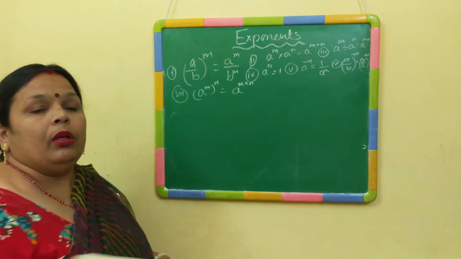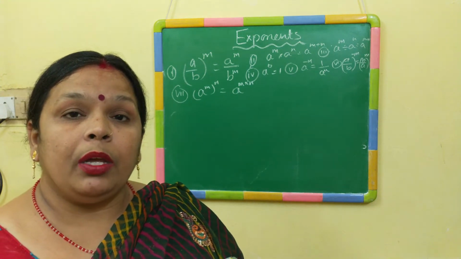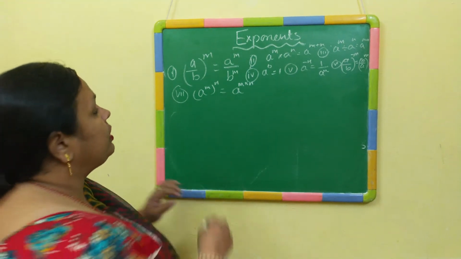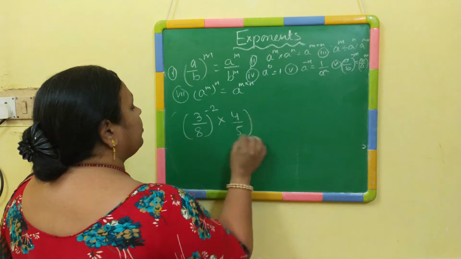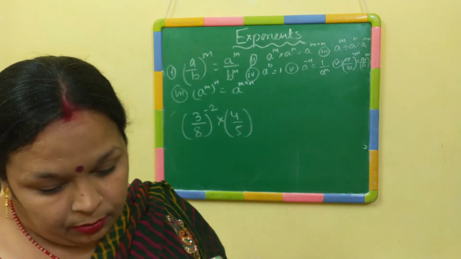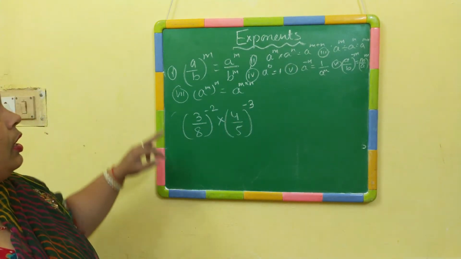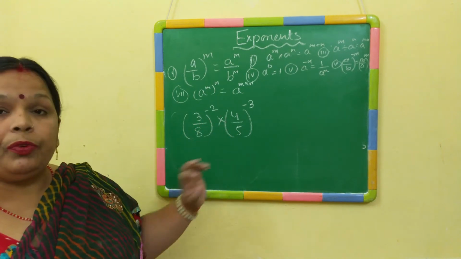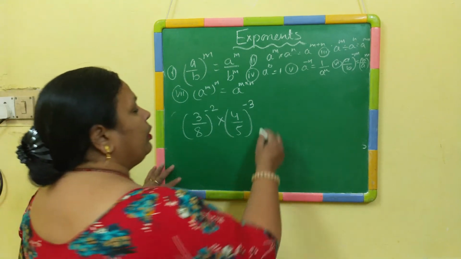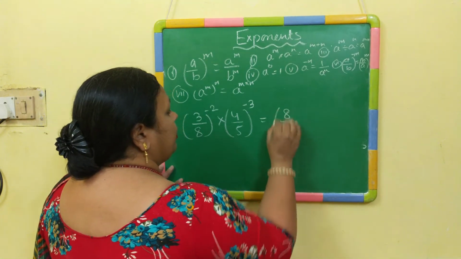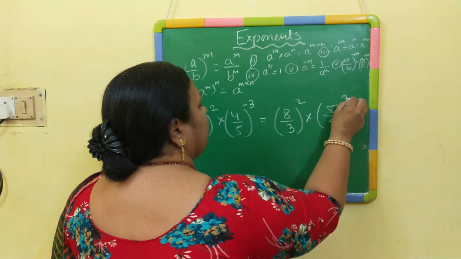Let's take one more example of how to solve the problem. The question is (3 by 8) power minus 2 into (4 by 5) power minus 3. So, how are we going to solve this? Here, which first law will you be using? Simply seeing the negative power, it's better to reverse it and write it as (8 by 3) power 2 into (5 by 4) power 3.